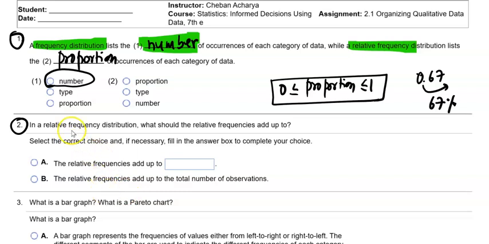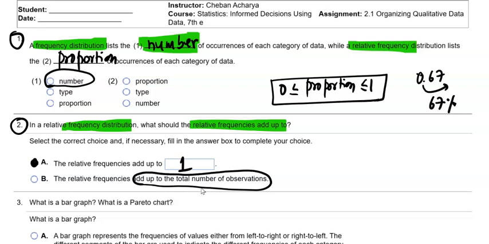In the relative frequency distribution, what should the relative frequency add up to? So if you have a relative frequency distribution, the relative frequencies add up to 1. But if you look at the second choice, B, add up to the total number of observations, that is frequency. So frequency adds up to the total number of observations, that means how many data are in the data set, but relative frequency adds up to 1.